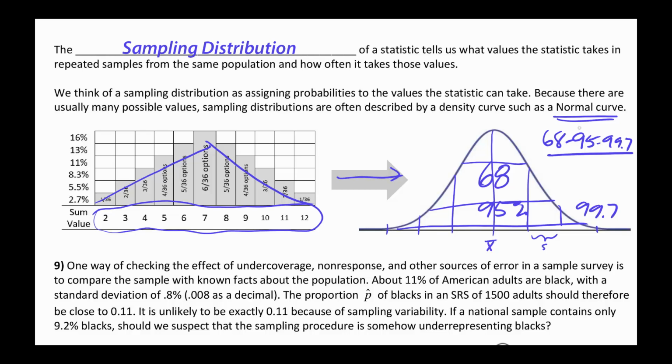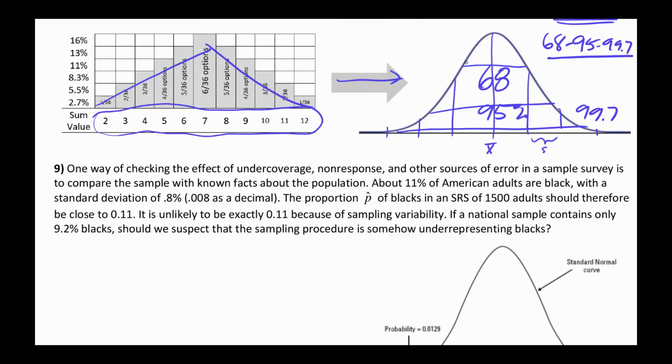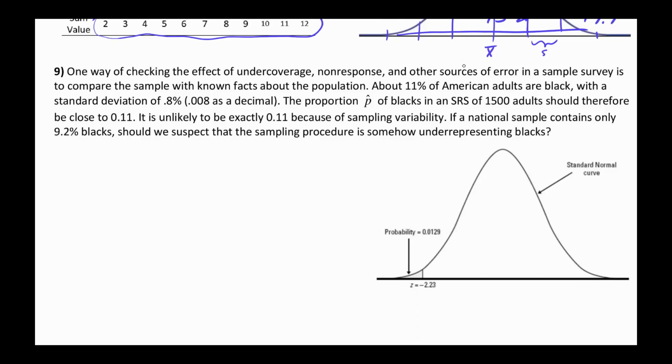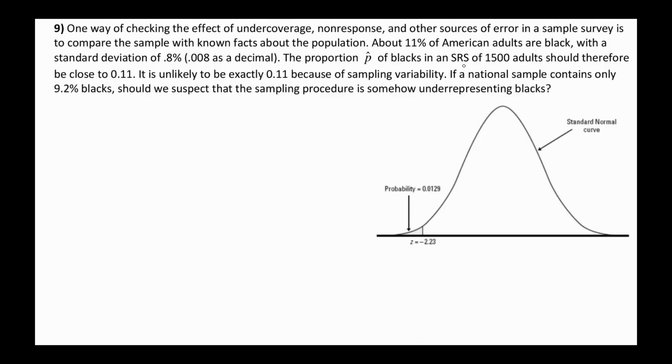Let's go ahead and use some of this for a real-world problem. They do this quite often. One way of checking the effect of undercoverage, non-response, and other sources of error in a sample survey is to compare the sample with known facts about the population. That way, if you know there's a certain amount of people and your survey doesn't have that amount, you're probably being biased against them or maybe for them if you have more of those than usual.